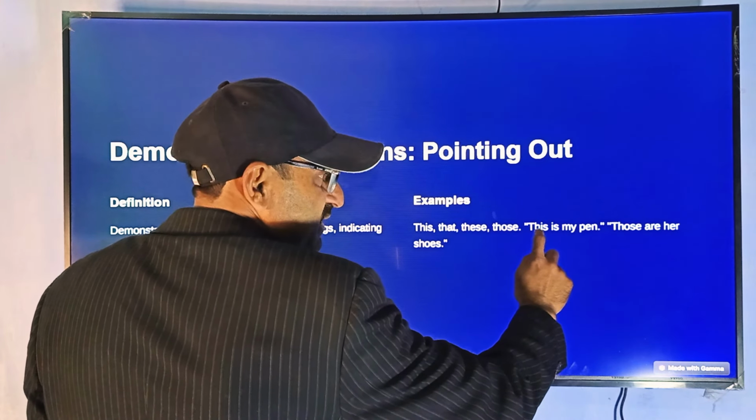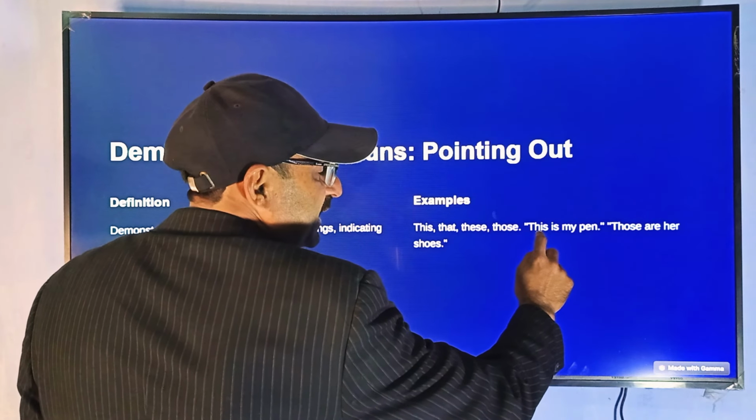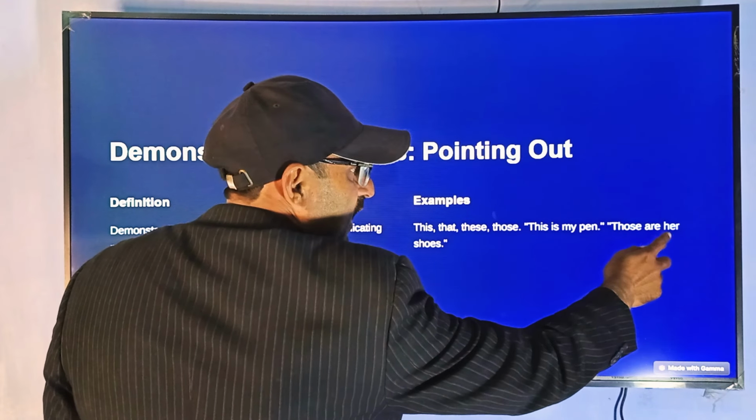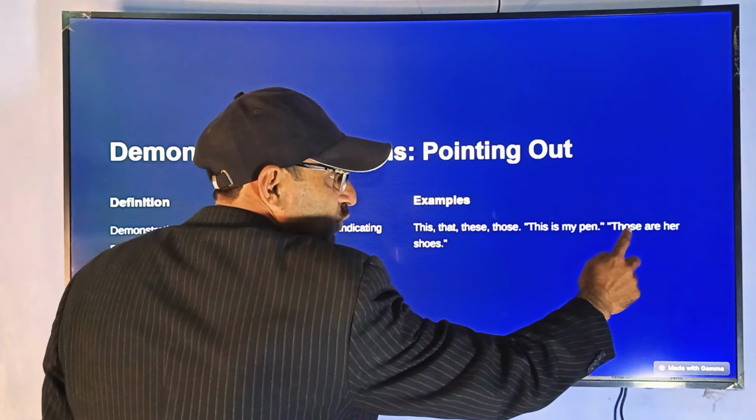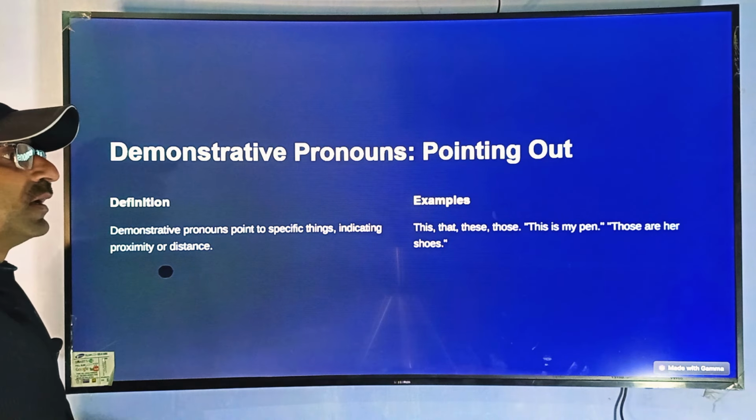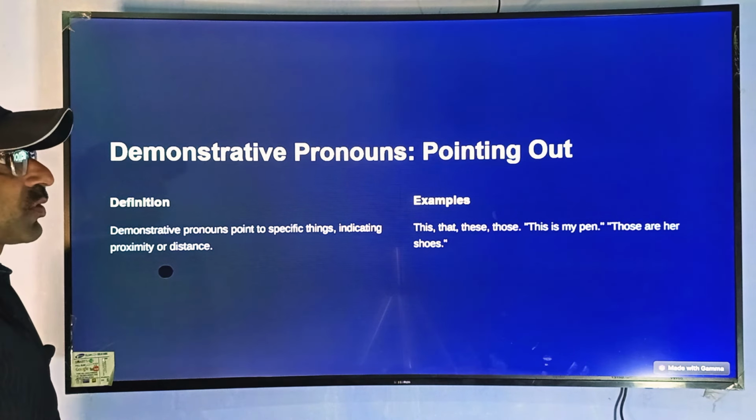Okay, for example: this is my pen. This is pointing out. Those are her shoes. Those is also used as pointing out. These are called demonstrative pronouns.